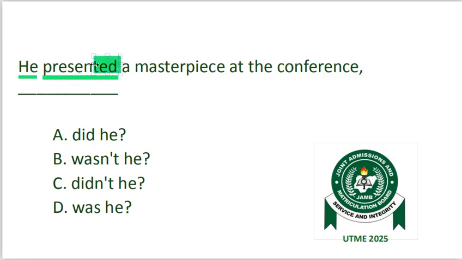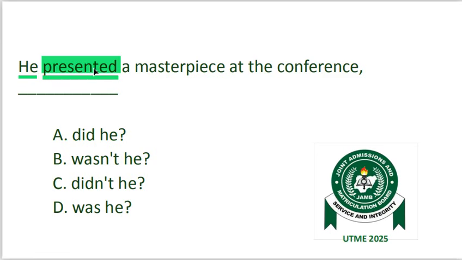But then we have to look at the sentence again. If the sentence is in the positive form, the affirmative form, we have to change it to negative. If the sentence is in negative, we have to change it to positive. Like in this case, he presented a masterpiece at the conference. It is a positive statement. We then have to change it to the negative. Do not forget, we have changed the verb presented to did. So let's make did negative.